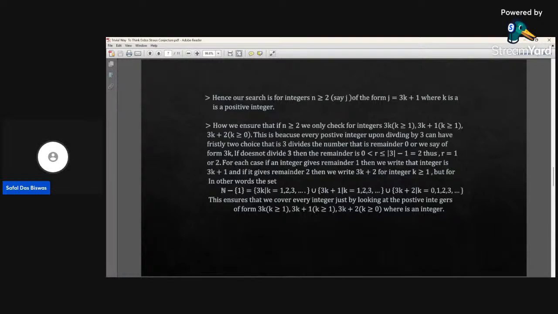Because there is no other choice. Nothing bigger than 2 is allowed, since r is less than 3, so r can be at most 2. And r can be 1 also, because 1 is greater than 0 and less than 2. So the only possible choices of remainder r are 1 and 2.